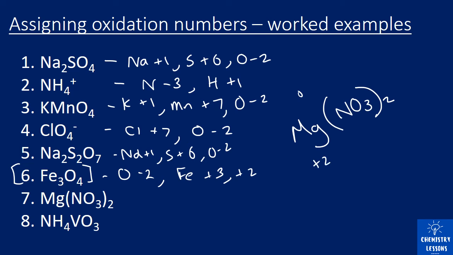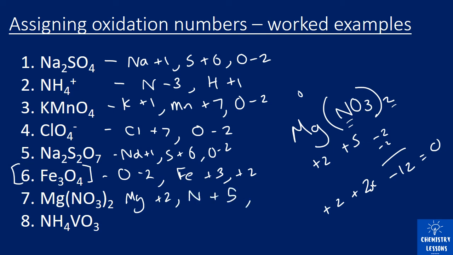So that's +2. Now we've got 6 oxygens. Why have I put 6? Because I'm saying 6. We've got 6 oxygens, all are -2, so we know that they will add up to -12. So we've got +2, and then we've got 2x because we've got 2 nitrogens. So I might put 2x here, +2 +2x -12. And it's no charge, so it's equal to 0. And then we're going to say that 2x is equal to 10, so x is equal to +5. So here, magnesium is +2, nitrogen is +5, oxygen is -2.